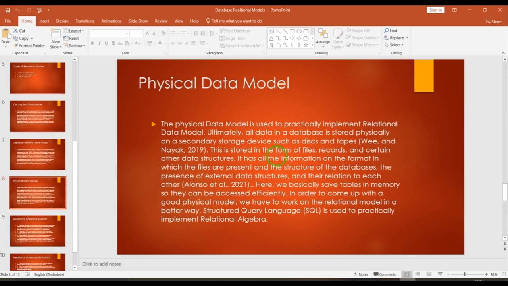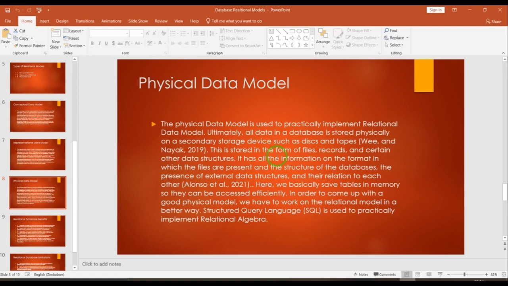This is stored in the form of files, records, and certain other data structures. It is all the information on the format in which the files are represented and the structures of the databases. The presence of the external data structures and their relation to each other. Here, we basically save tables in memory so they can be accessed efficiently.